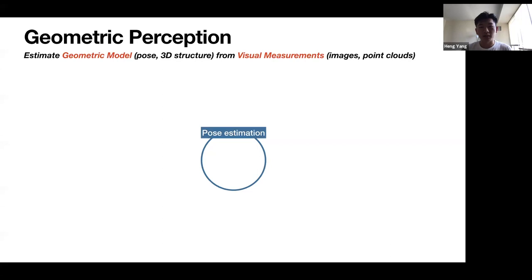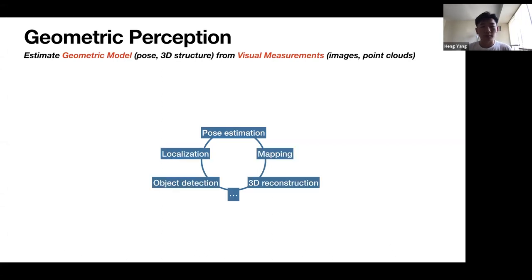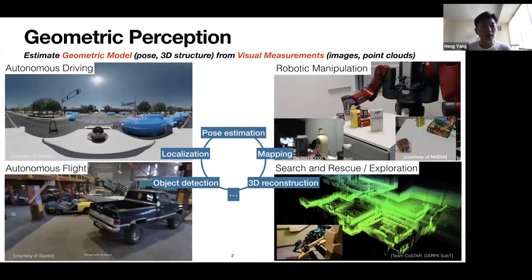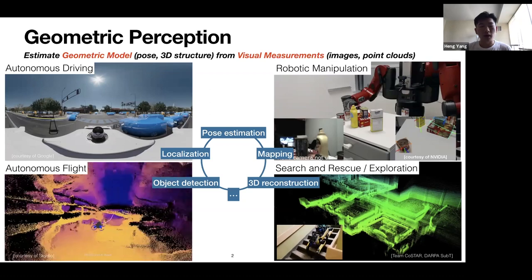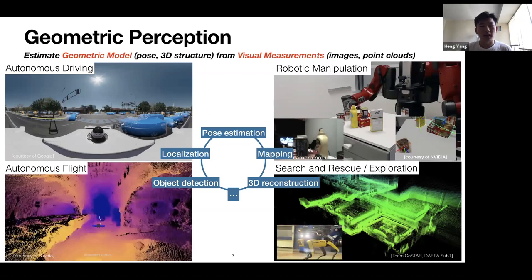For example, it can be pose estimation, localization and mapping, object detection and 3D reconstruction. Geometric perception also has extensive applications in robotics and computer vision. For example, it can be autonomous driving, robotic manipulation, autonomous flight, and also robotic search and rescue. So where do we stand now in designing algorithms for geometric perception?